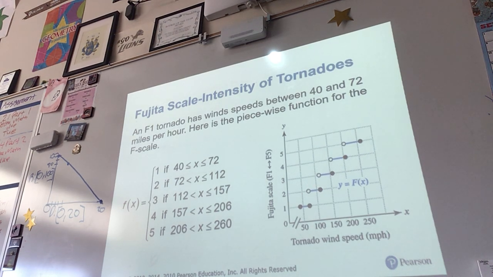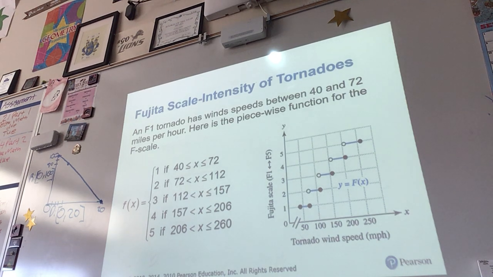And then from 72 to 112, it's an F2. And then after 112, so 112.000000001, we jump up to an F3. So the second it's anything more than 112, it jumps. With an F3, it jumps up to an F4 once you get past 157. Then once it gets past 206, it jumps up to F5, and F5 ends after 260. I'm not sure what we would do if the tornado got faster than that, because I never heard of an F6, but who knows?